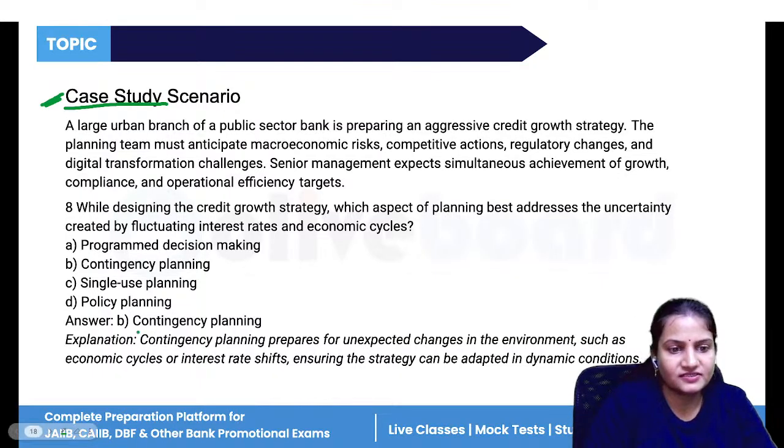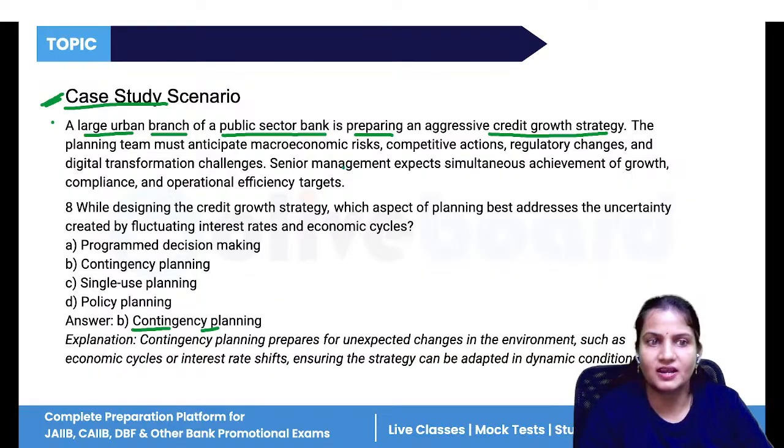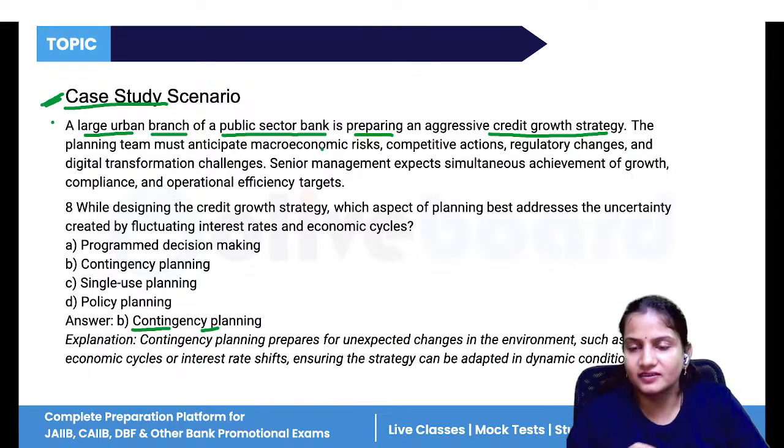So the answer is already given, that is contingency planning. See, what is the case study? Let's read it. A large urban branch of a public sector bank is preparing an aggressive credit growth strategy. So a large public sector bank is there and they are preparing what? The strategy of how to do credit growth.